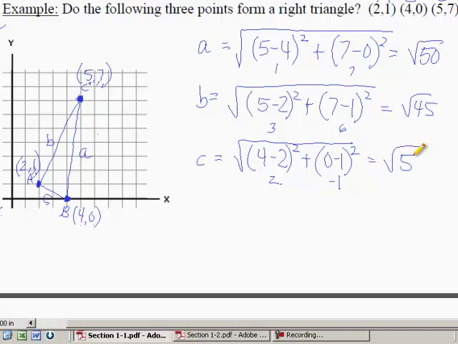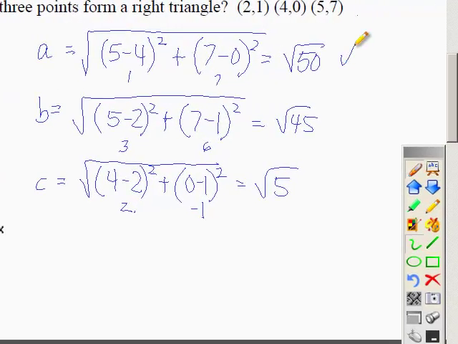Now our goal is to see if it's a right triangle. According to my Pythagorean theorem, C has to be my longest side, but I didn't label it so that C is my longest side. I labeled it according to the triangle. So as I look at this, which one is my longest side? This is the one that we're going to call our hypotenuse.